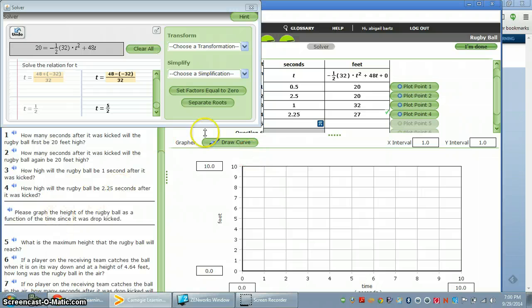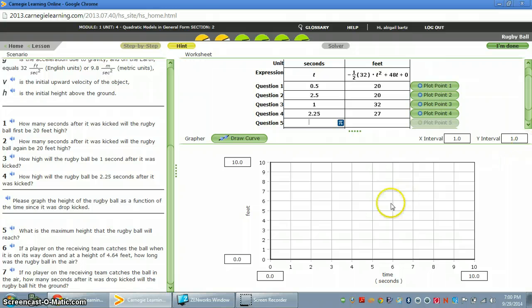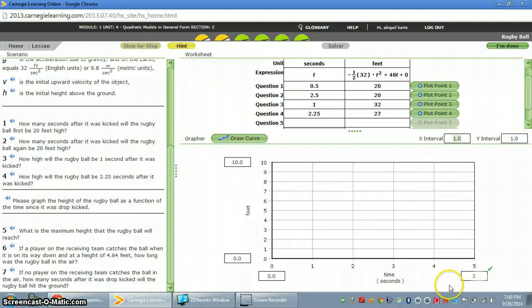It says, please graph, I'm going to close this right now. It says, please graph the height of the rugby ball as a function of time since it was drop kicked. So again, you're just going to plot the points. Now, if you are adjusting your window appropriately, we're going from 0 seconds, maybe 10 seconds is far enough, but as we're noticing, it's already coming back down after 2 seconds, so maybe 10 is too far, because this is measuring my seconds. Maybe 5 seconds is long enough.